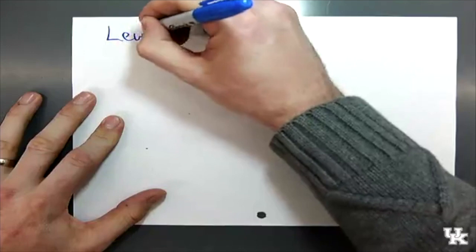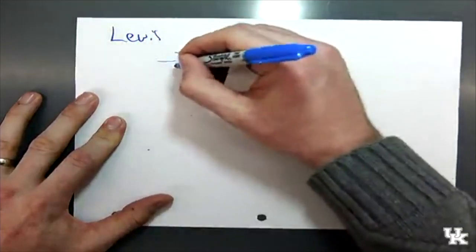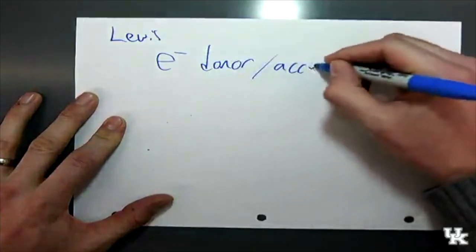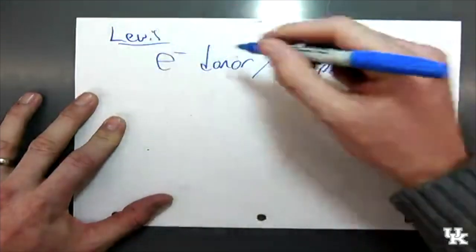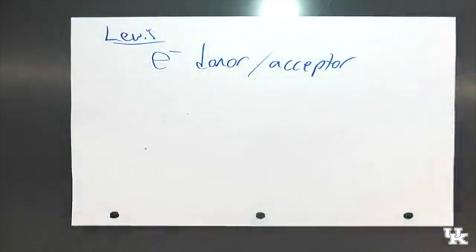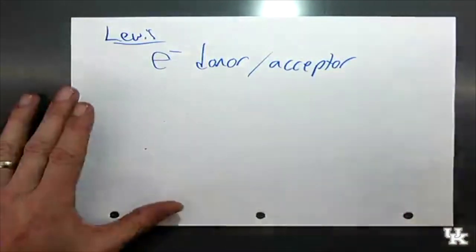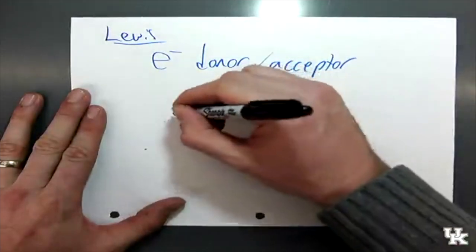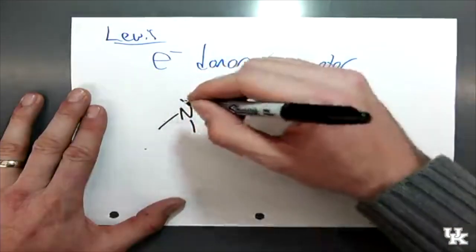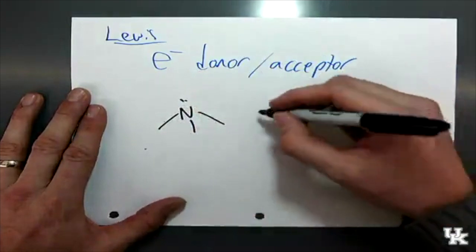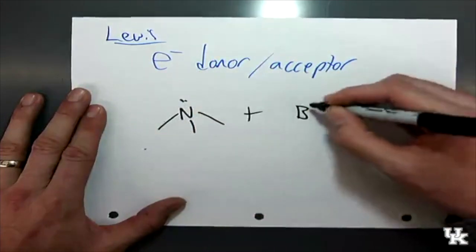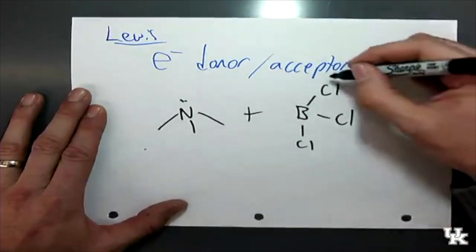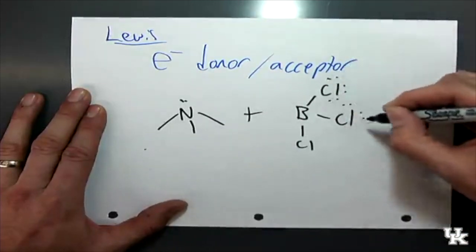A Lewis base is an electron pair donor, and a Lewis acid is an acceptor. So what this means essentially is, instead of dealing with protons, now you're going to be dealing with other atoms. So let's just draw a very simple reaction. Trimethylamine plus boron trichloride. We can draw all the electrons around it.